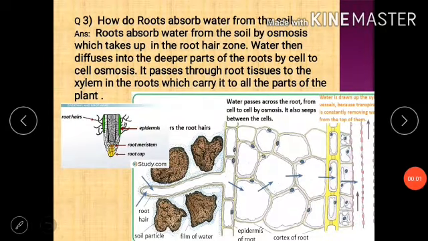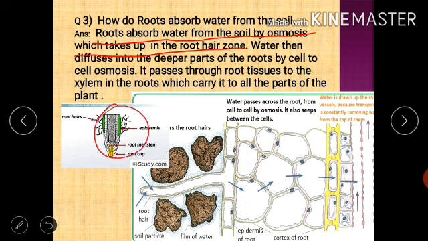Next question is, how do roots absorb water from the soil? The roots absorb water from the soil by osmosis, which takes place in the root hair zone. Can you see here the root hair zone? This is the place where water absorption takes place. Inside the root hair there is a higher concentration than the soil solution. Root hairs are in direct contact with the water around the soil particles.